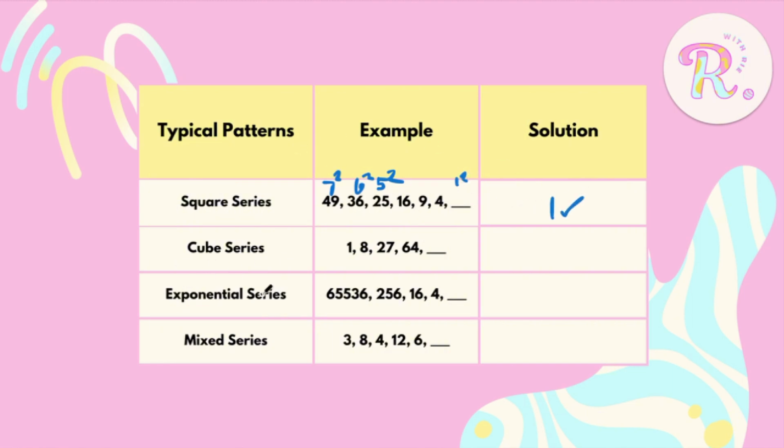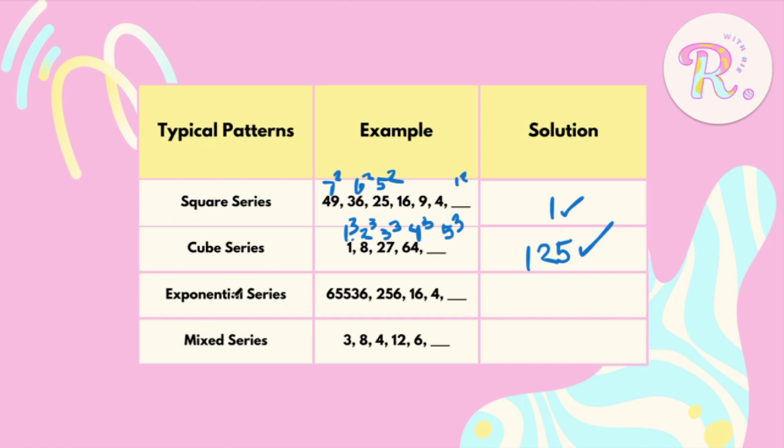Okay? So next one, cube series. Similar to square series, the terms are cubes of natural numbers. That means n to the power of 3. So this one right here is 1 cube. This is 2 cube. 2 times 2, 4 times 2, 8. 3 cube. 3 times 3, 9 times 3, 27. 4 cube. 4 times 4, 16 times 4, 64. So that means this missing term right here is most probably 5 cube. And what is 5 cube? 5 times 5, 25 times 5, that is 125.